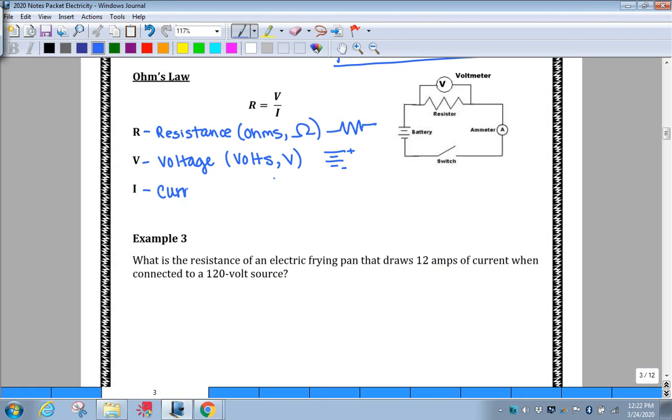Current is capital I, measured in ampere. We could abbreviate that amps or just capital A. And we don't really show current as a symbol in our circuit, but we know the current's going to come out of the negative side of our battery and into the positive side of our battery, because we follow electron flow in Regents Physics.